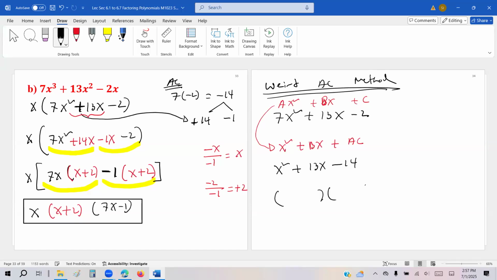And then we are going to factor x and x. Which two numbers multiply to negative 14 combined to positive 13? Positive 14 and negative 1.